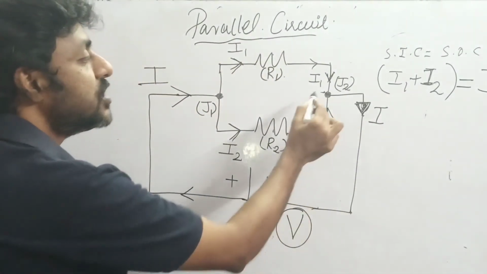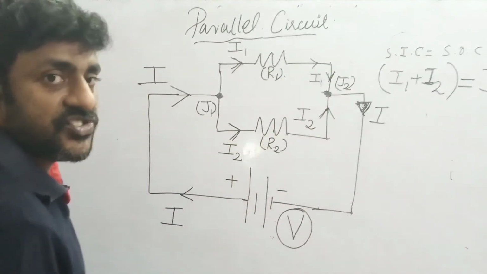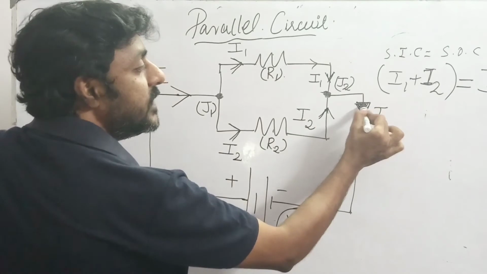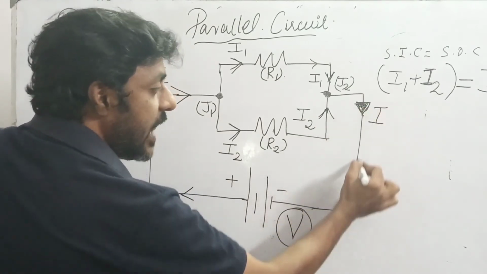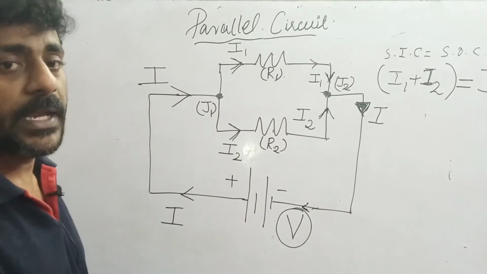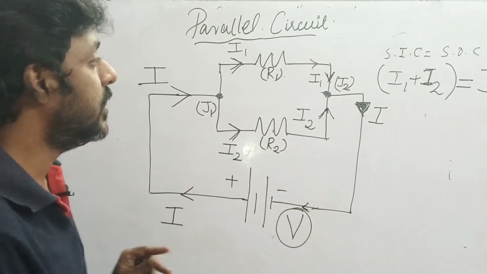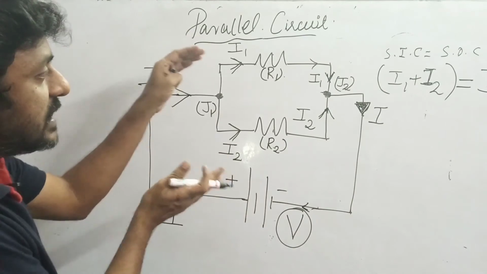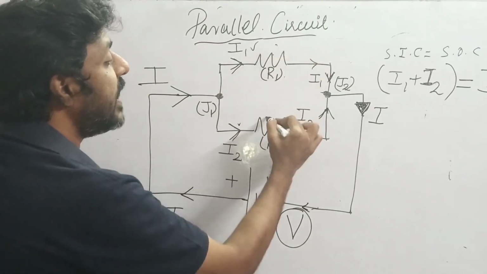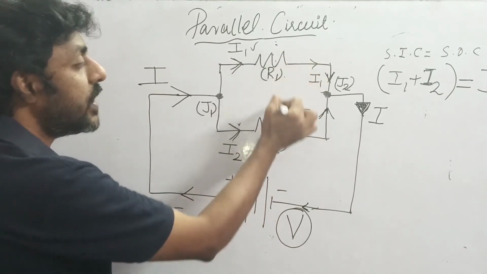So now Kirchhoff's current law is applied at this junction, and these 2 currents join together to form the current I. And again I flows and enters into the negative terminal of the battery. So in a parallel circuit, the currents will be different. The current that is flowing through the various resistors, through this R1 and R2, will be different.